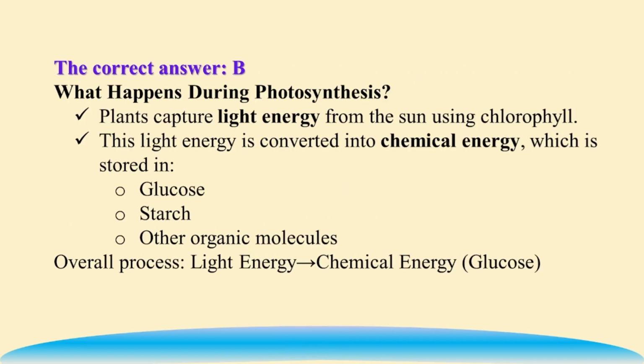The correct answer is B. Plants absorb sunlight using chlorophyll. This light energy is converted into chemical energy stored in glucose and other organic compounds.